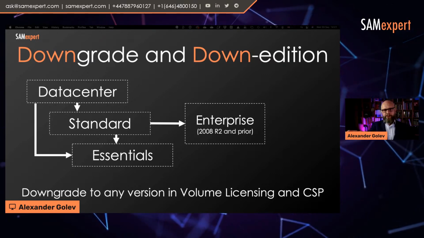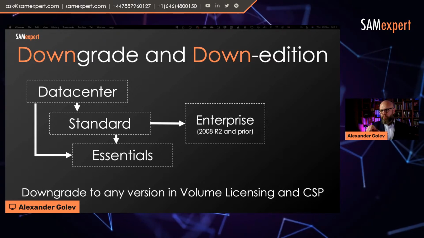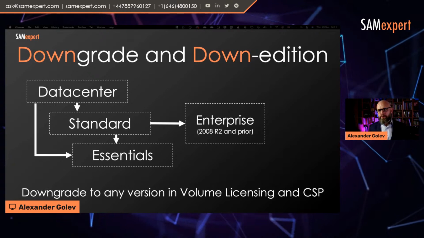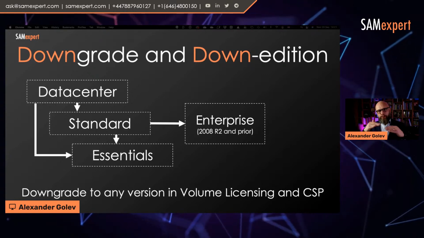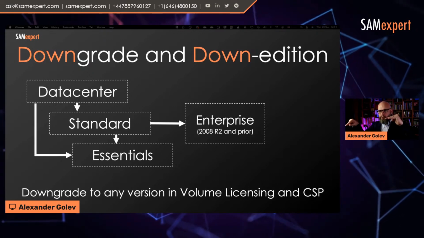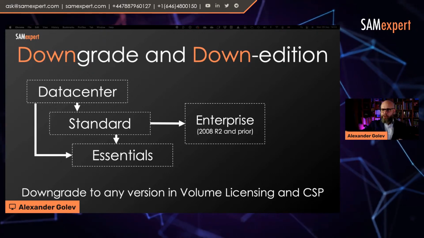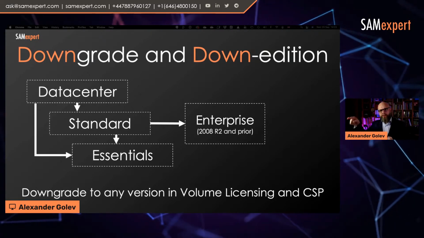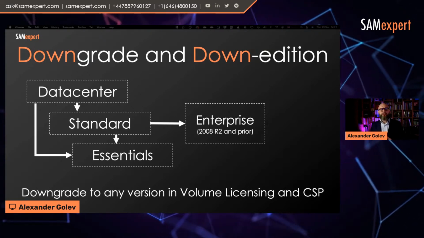Down editioning is like on the screen. Before 2012, there was another edition called Windows Server Enterprise. At the time, it was higher than Standard. But right now, current Standard licenses may be downgraded to Enterprise. Datacenter too, sorry, I forgot to put a link there. So Datacenter can also be downgraded to Enterprise, obviously.